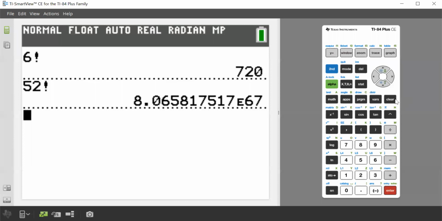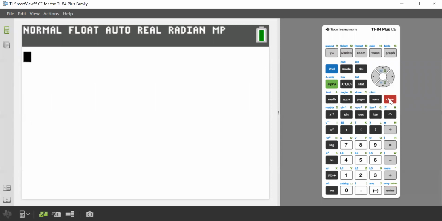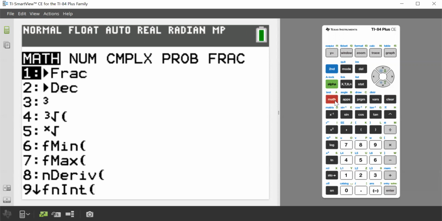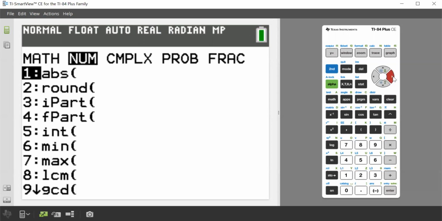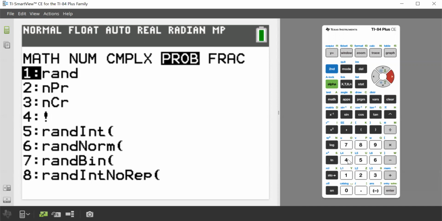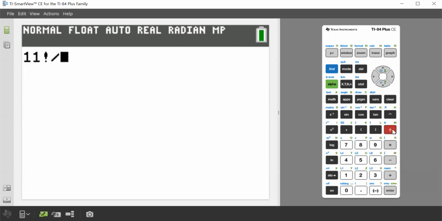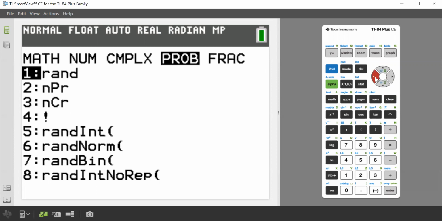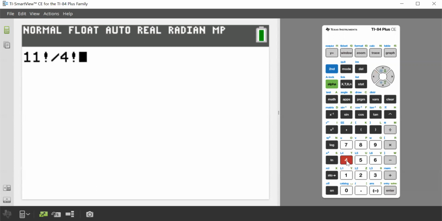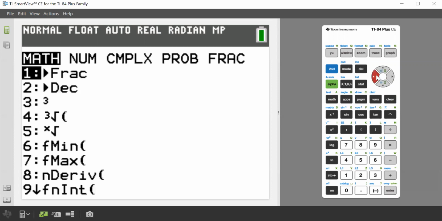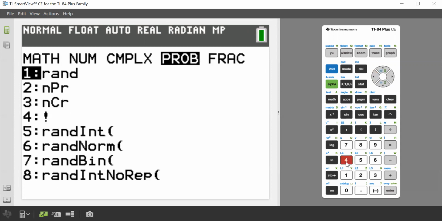And what I want you to be really careful about, there's only one thing that I expect to go wrong here. I would see some students put it in their calculator like this. So go over to probability, factorial, so 11 factorial divided by, and if I put it in my calculator like this, I'm going to get a really wrong answer.